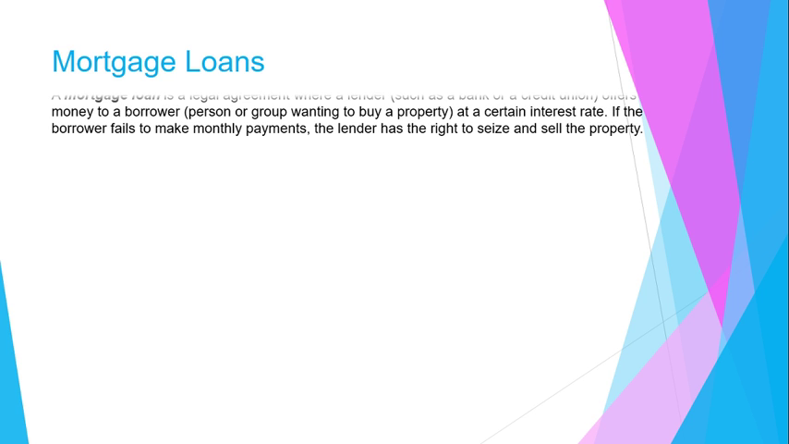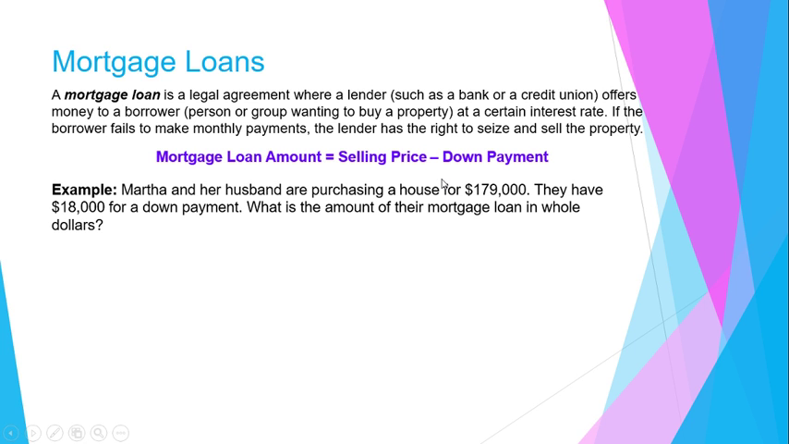Mortgage loans. A mortgage loan is a legal agreement where a lender, could be a bank or a credit union, offers money to you or a group to buy a property at a certain interest rate. So if you fail to, for example, make your monthly payments after a few months, the bank or the credit union has the right to seize and sell the property that you wanted to buy. So we're going to do a quick review on how to find mortgage loan in dollars.